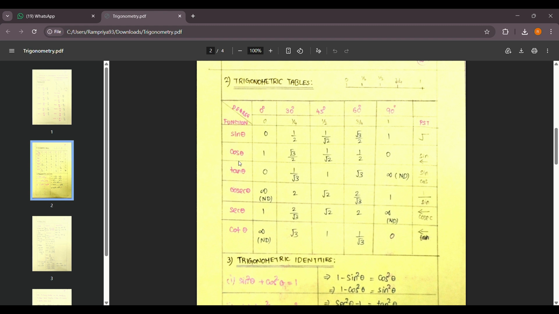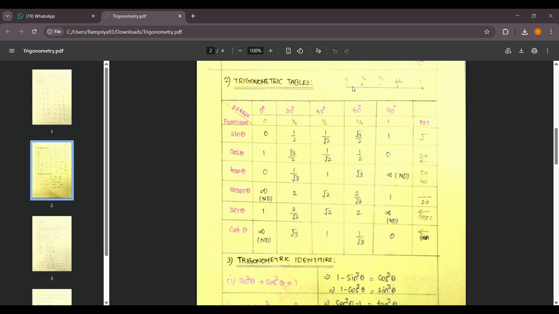So sin theta, cos theta, tan theta. Now you write the reciprocals of these things. Sin's reciprocal is cosecant, cos's reciprocal is secant, and tan's reciprocal is cot. Now see it carefully. Write the degrees: 0, 30, 45, 60 and 90. Now, in your rough work, see, this should be done only in your rough work.